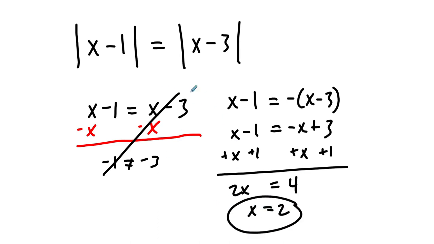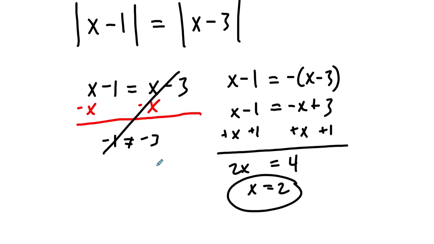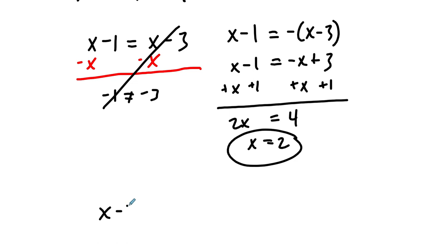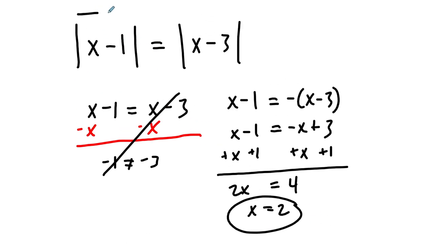Now, usually you only see these two approaches. And the idea is that you could also take it from the other perspective. You could say, well, x minus 3 equals x minus 1, and x minus 3 equals the opposite of x minus 1. You can take it from that perspective, right? Our first case, we went left to right, and now we're going right to left.